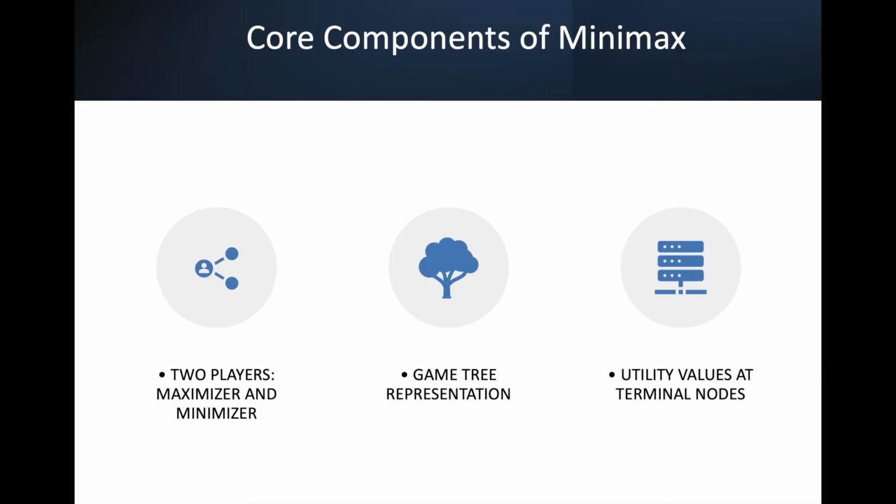There are two players, maximizer and minimizer. One of the core components of Minimax is game tree representation, utility values at terminal nodes.